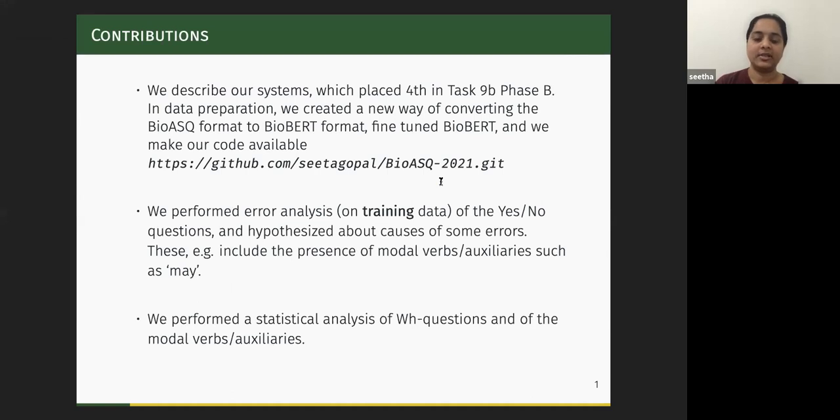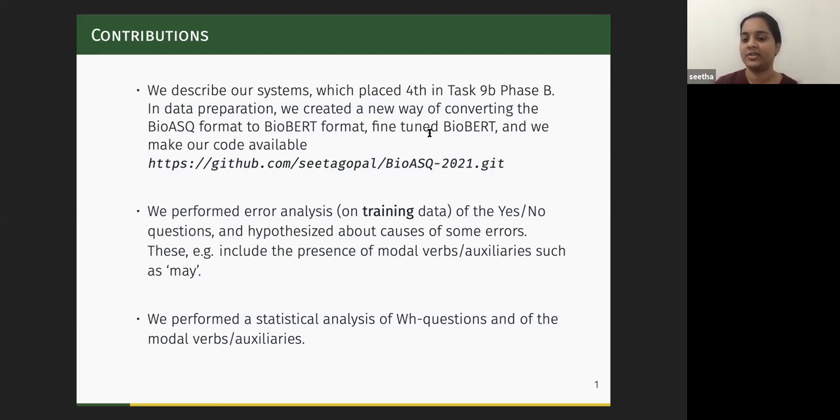These are the contributions of our submission. As you can see, we placed fourth in the BioASQ competition, Task 9B, Phase B, Batch 5. We performed fine-tuning of BioBERT. After converting our data into a BioBERT format, we made two submissions.